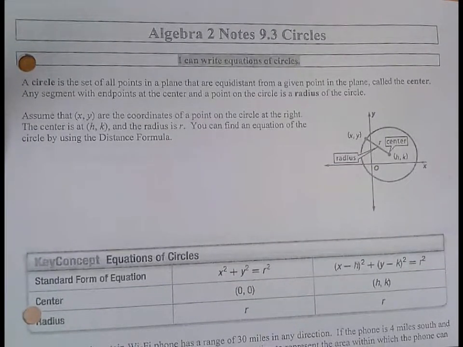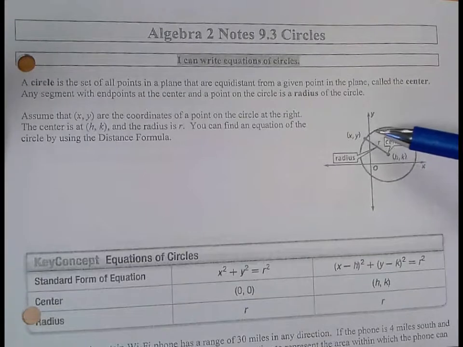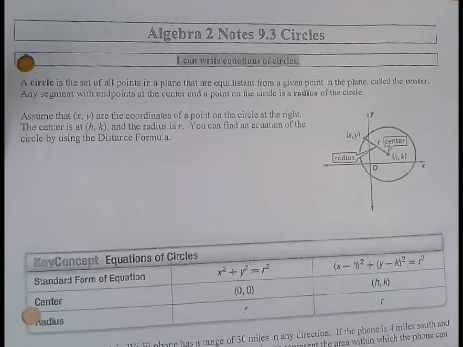Okay, so starting out, we're going to look at first writing equations of circles. After we read through this, I'll have you fill in your graphic organizer for circles. So it says a circle is defined to be the set of all points in a plane that are equidistant from a given point in the plane called the center. Any segment with endpoints at the center and a point on the circle is called a radius of the circle.